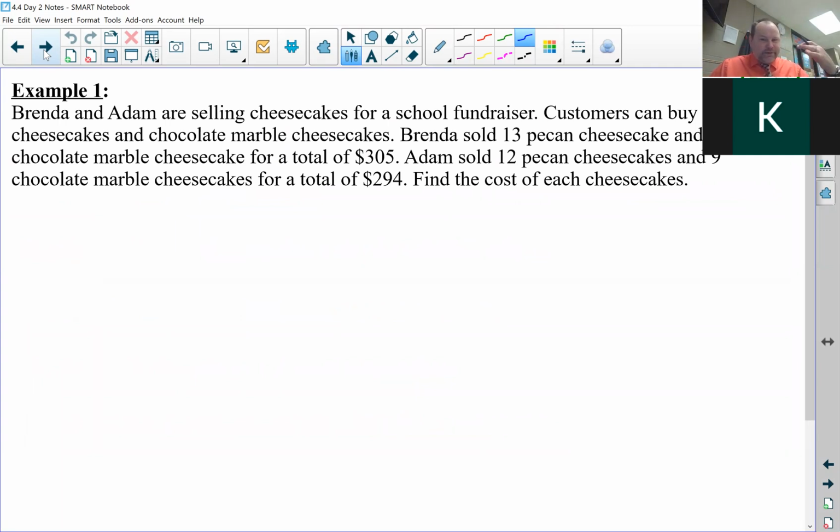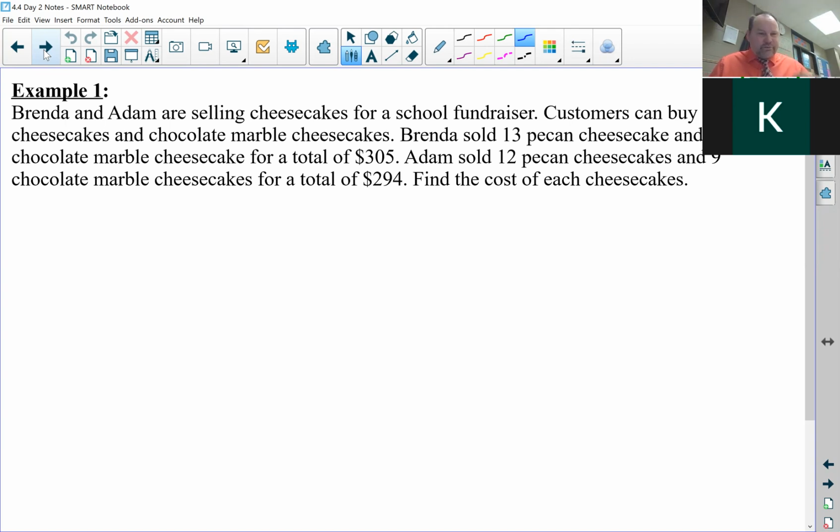Example one, and one of the more common examples always deals with money. So in this case, Brenda and Adam are selling cheesecakes for a school fundraiser. Customers can buy pecan cheesecakes and chocolate marble cheesecakes. Brenda sold 13 pecan cheesecakes and 9 chocolate marble cheesecakes for a total of $305. Adam sold 12 pecan cheesecakes and 9 chocolate marble cheesecakes for a total of $294. Find the cost of each of the cheesecakes.